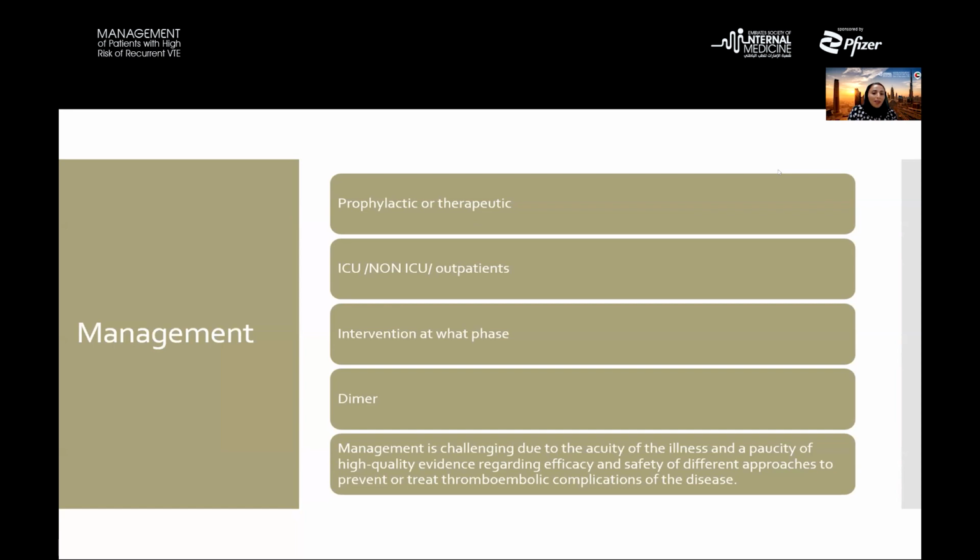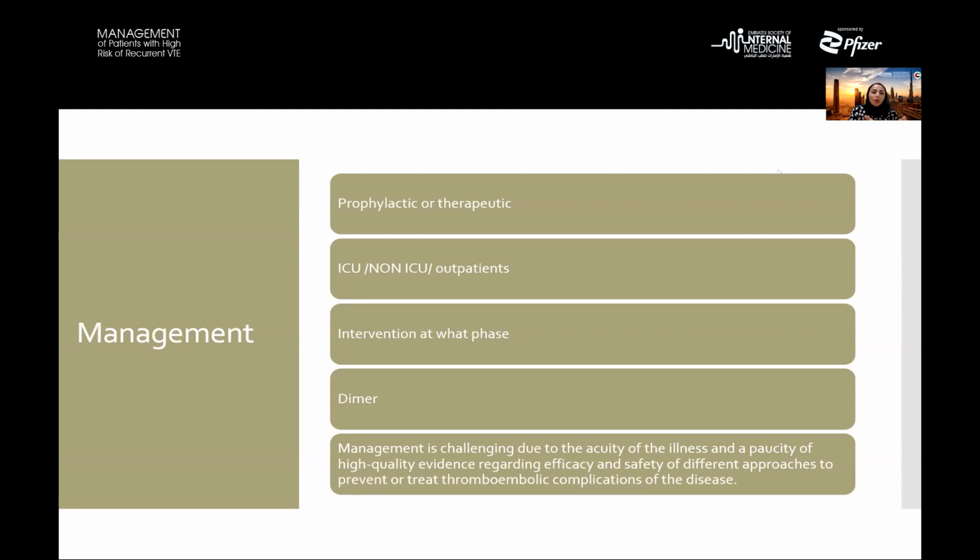Most of the patients who come to you with COVID-19 come with very acute cases and the patients are very sick. The problem is that we don't have a lot of high quality evidence about the efficacy and safety of the approaches, either therapeutic anticoagulation or just prophylaxis. But what we know is that if the patient has a documented thrombosis, he should be on therapeutic anticoagulation. The issue is if the patient comes with COVID-19 and severe disease, how to proceed.